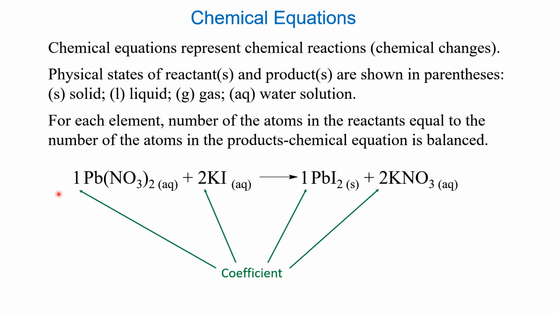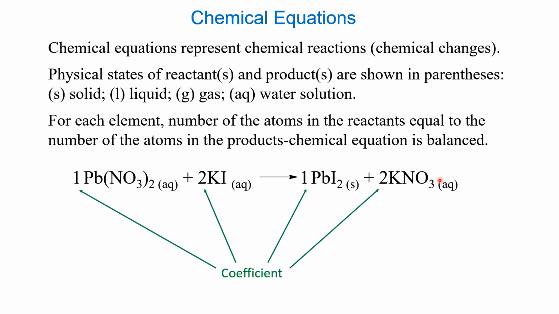Now, how to balance the chemical equation? This is the rule. For each element, for example, in this example, we have lead, nitrogen, oxygen, potassium, and iodine. So for each element, the number of atoms in the reactant, that means before the reaction, must equal the number of atoms in the product. Then this chemical equation is balanced.